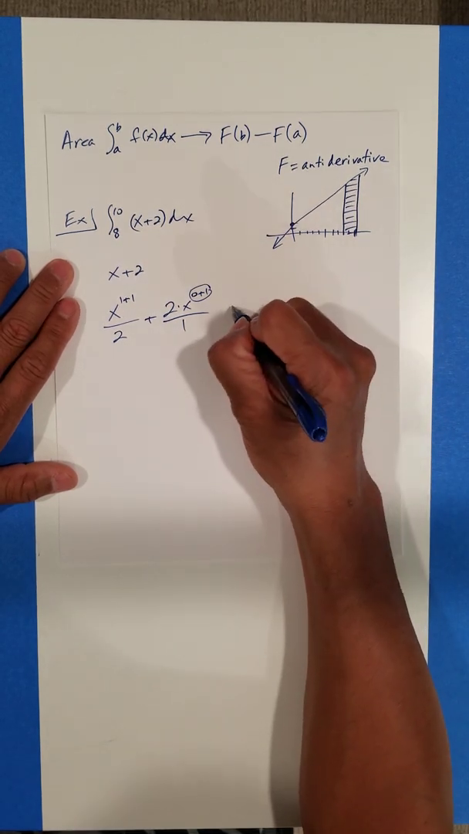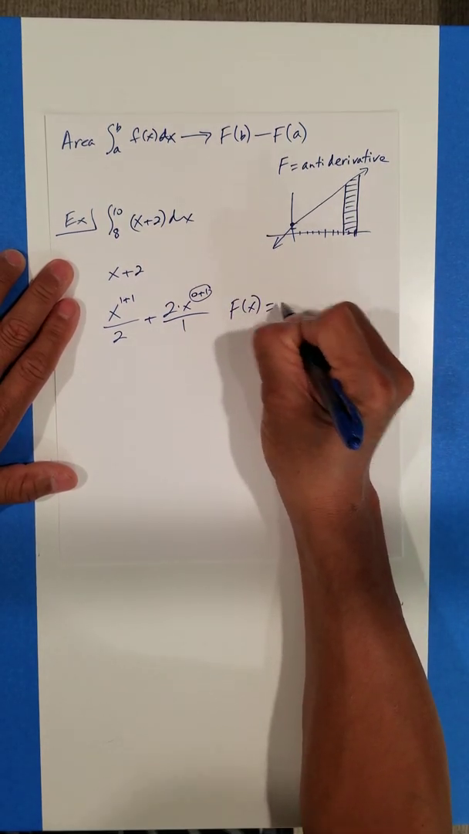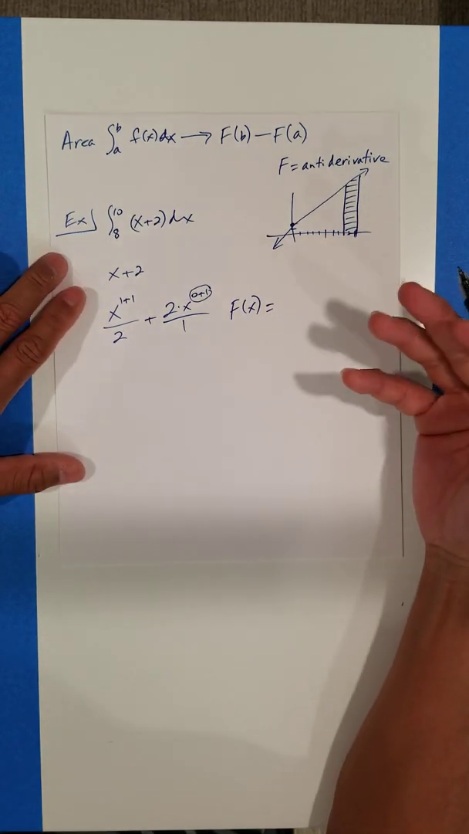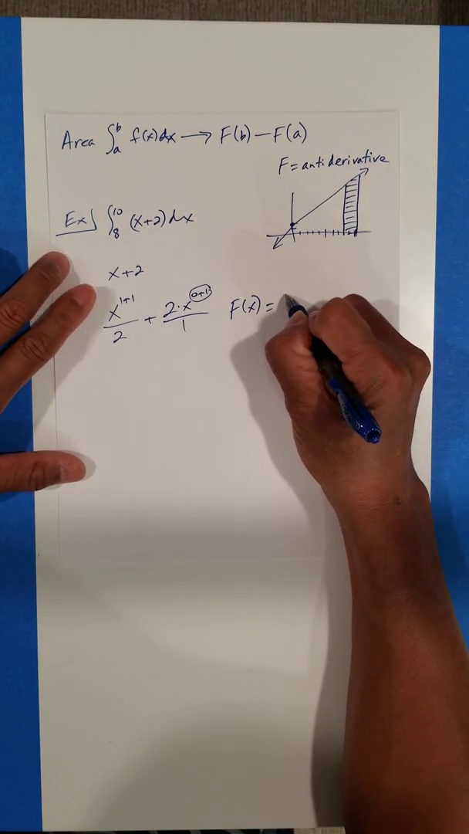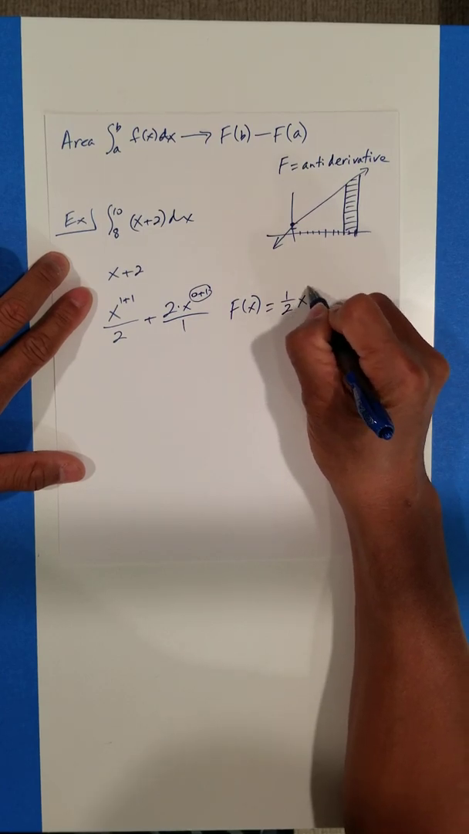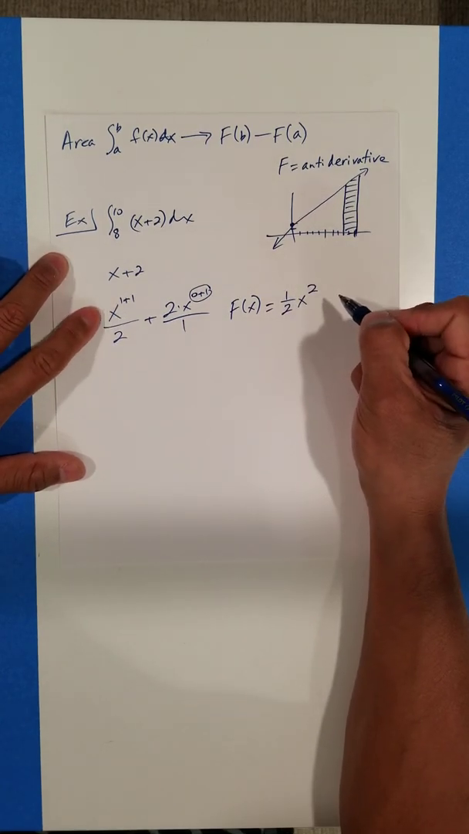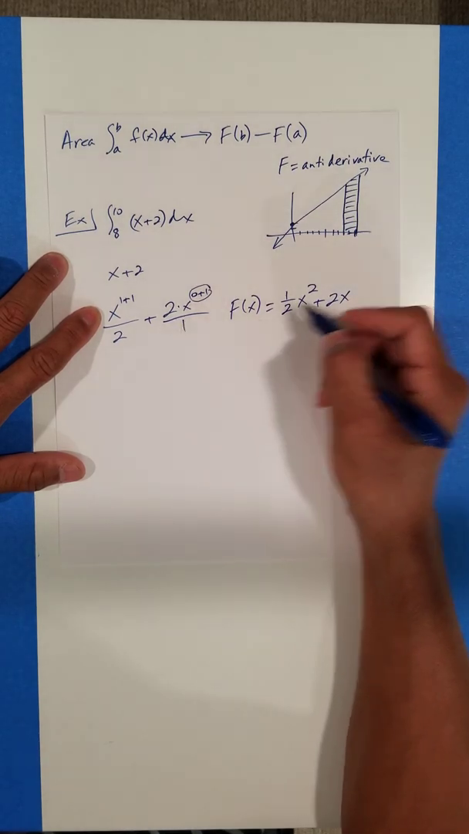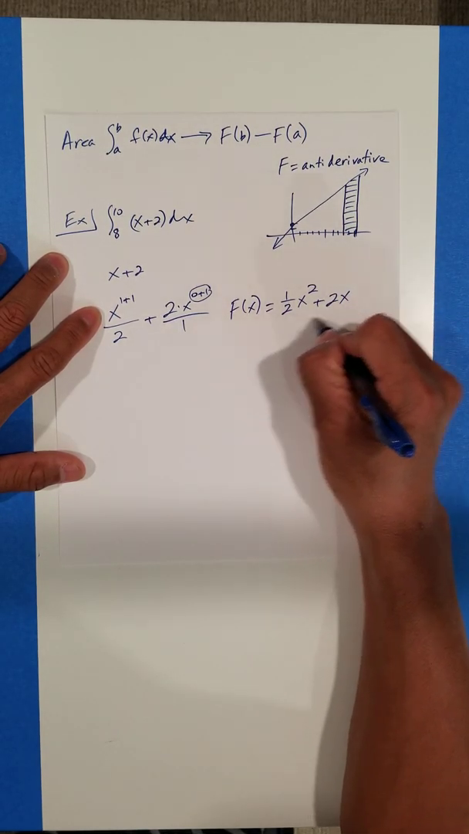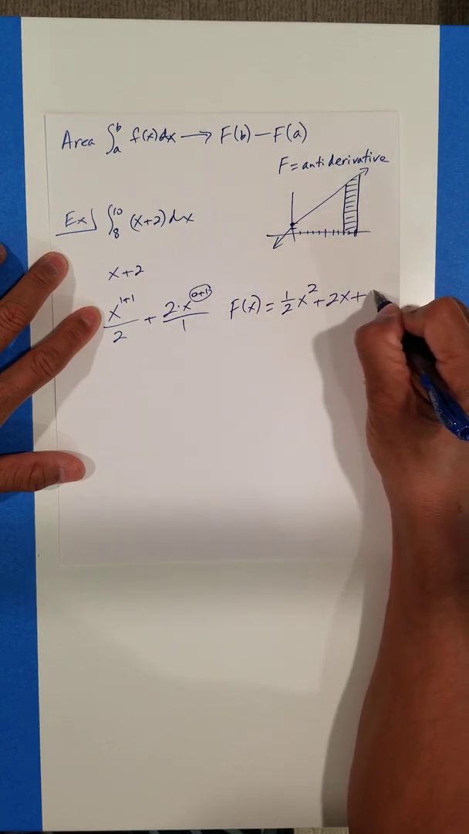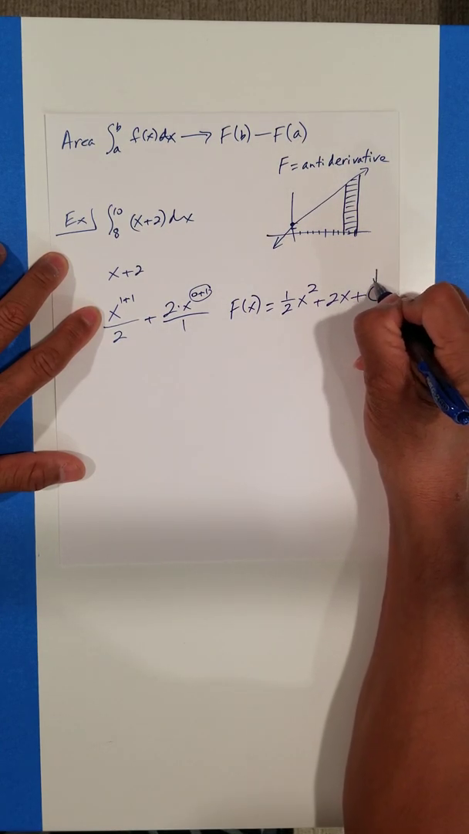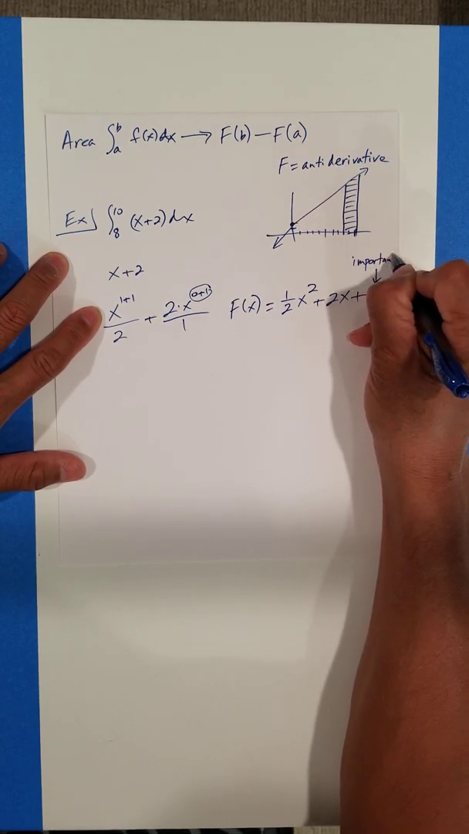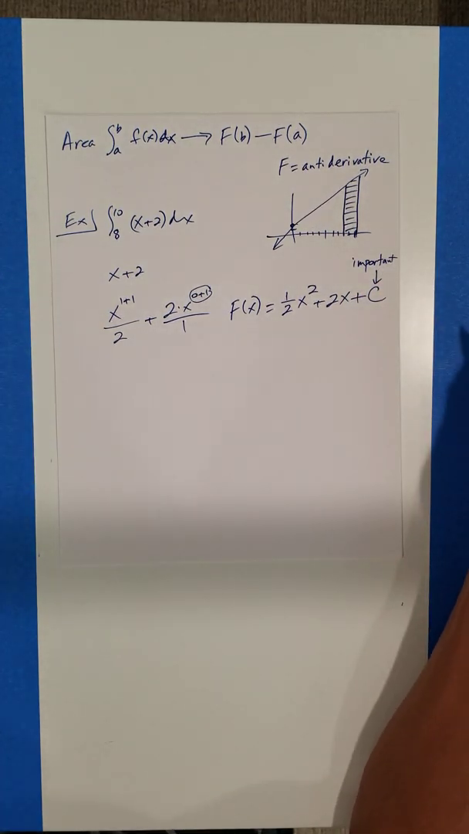Okay, so the antiderivative, basically you take the problem and you go backwards, okay? So it is 1/2 x squared, right? I'm rewriting this, plus 2x, divided by 1. Now, anytime you take the antiderivative, you always have to add c at the end. This is very important, okay? You have to put plus c when you take the antiderivative.